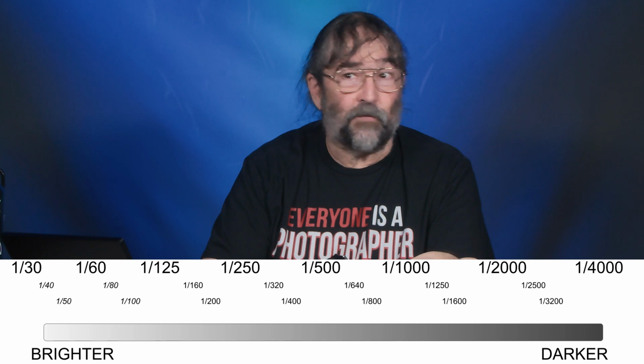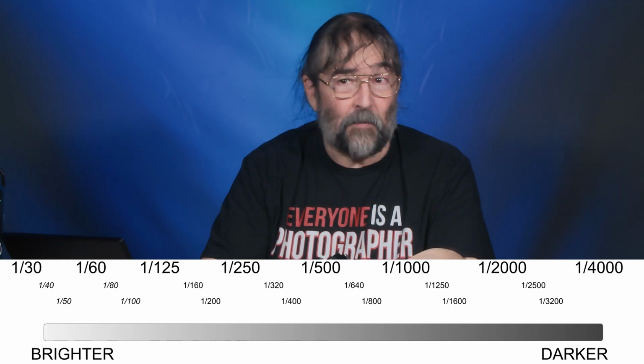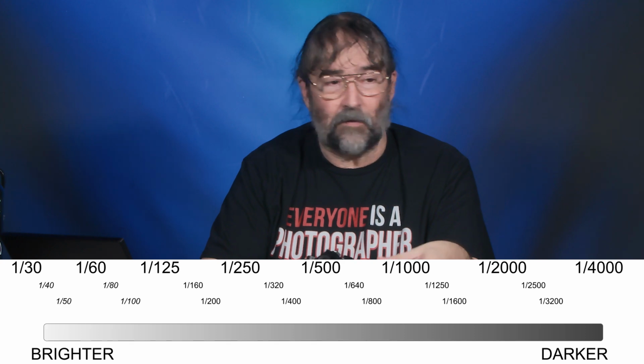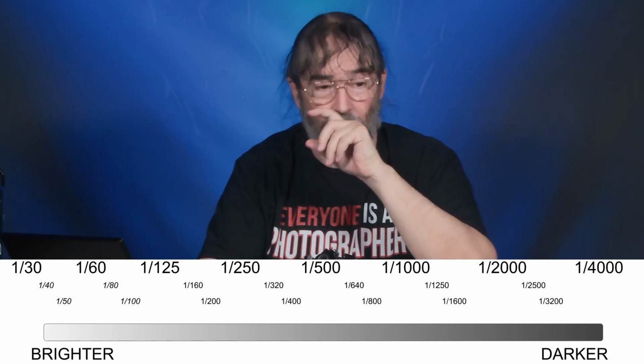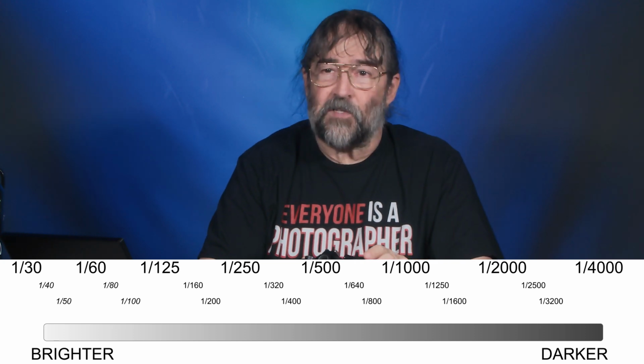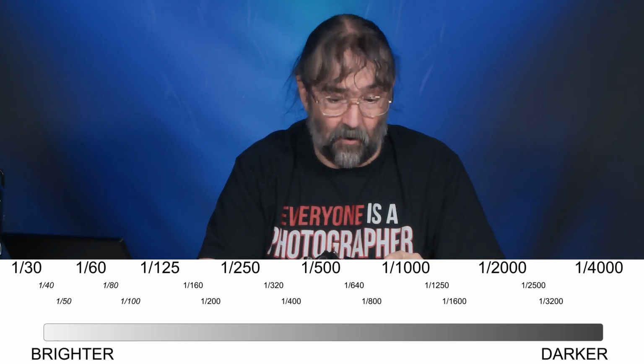It's fast enough to freeze an athlete, right? So if a basketball player was running past you and you grabbed that shot at 1/4000th of a second, he would be perfectly crisp, perfectly still. If you used a slower shutter speed, you'd actually see him moving a little bit. We call that motion blur.